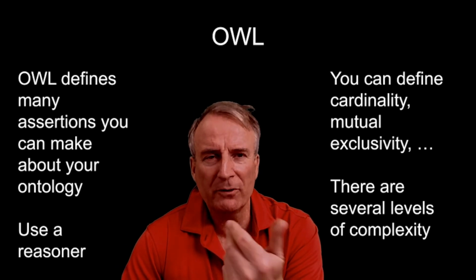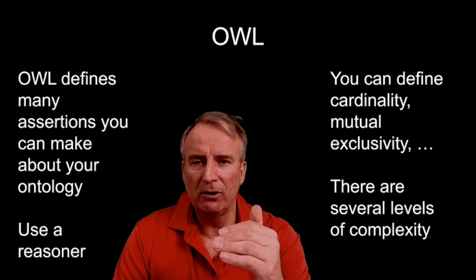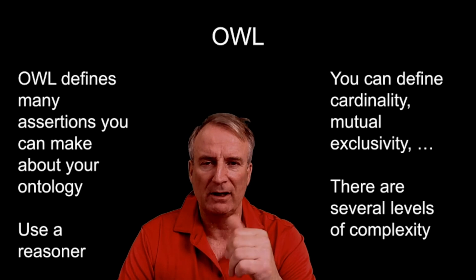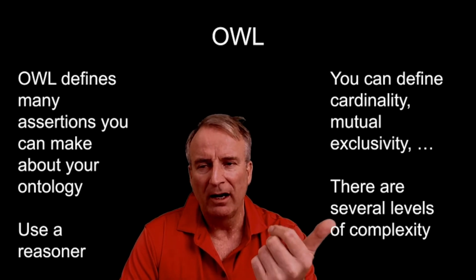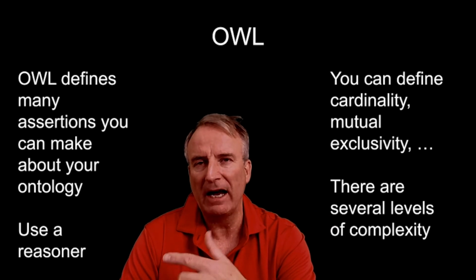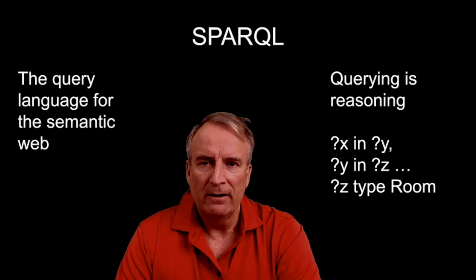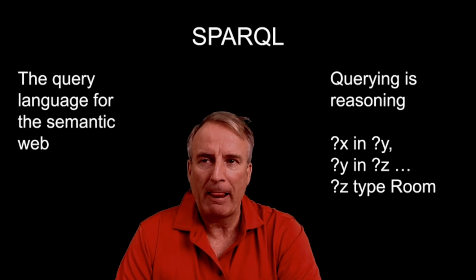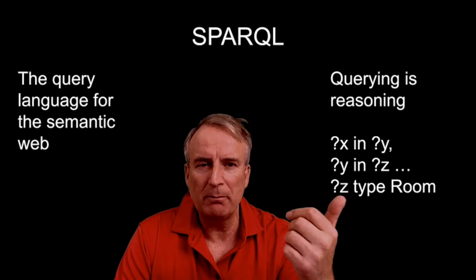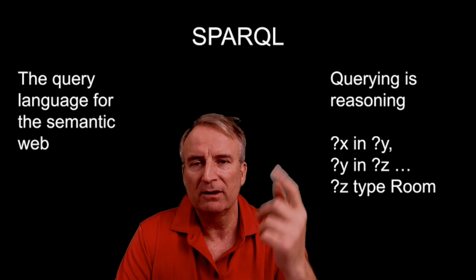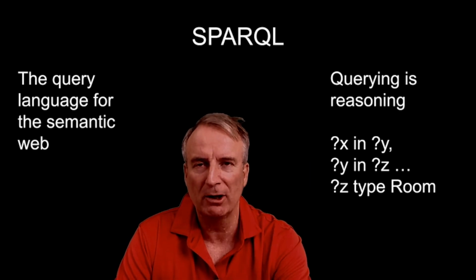We can also express enum types with mutual exclusivity. We can say, no, you can only be one of these three values in this property. There's many levels of complexity of OWL, and you need to use a reasoner for any of them, and it gets complicated very fast. The semantic web also has its own query language called SPARQL, which is a brilliantly simple language, brilliantly powerful, but very quickly any query becomes reasoning and potentially becomes slow.